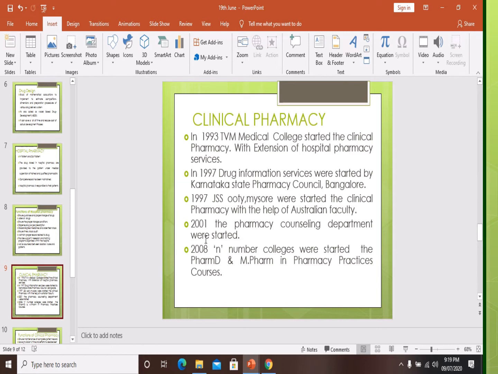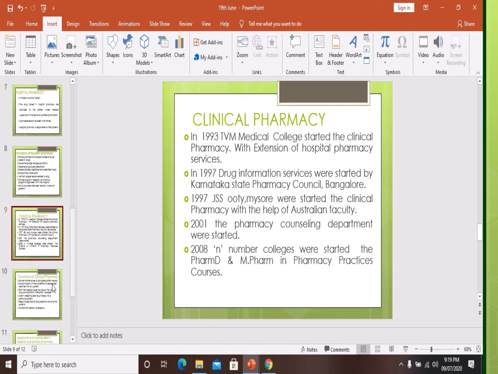In clinical pharmacy, the PharmD and MPharm students, who are pharmacists, play a major role. They act like doctors, treat the patient, and give counseling to the patients also. So this is the history of clinical pharmacy.